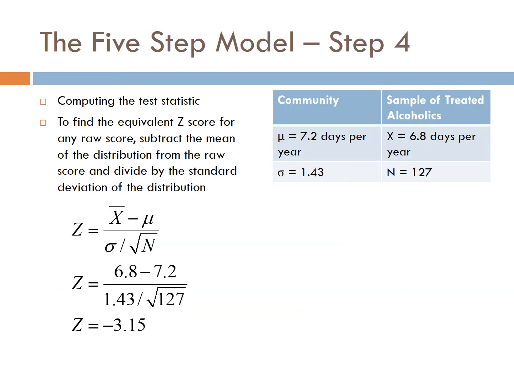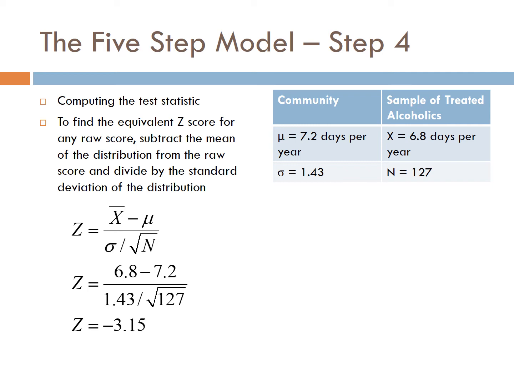So step 4 is we're going to calculate the test statistic. In this case it is the z-test. To find the equivalent z-score for any raw score, subtract the mean of the distribution from the raw score and divide by the standard deviation of the distribution. On the exam, I give you the equation and a similar table to the one on the right hand side. So the community mean mu equals 7.2 days per year with a standard deviation of 1.43, the sample mean is 6.8 days per year, and n is 127.